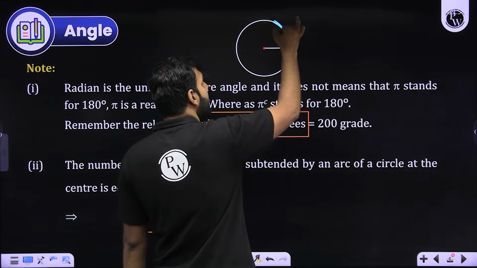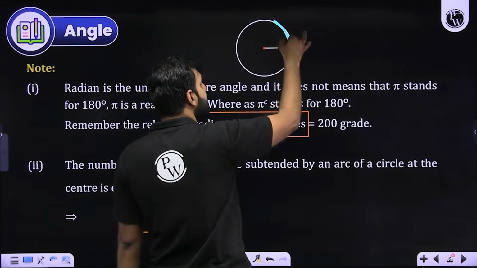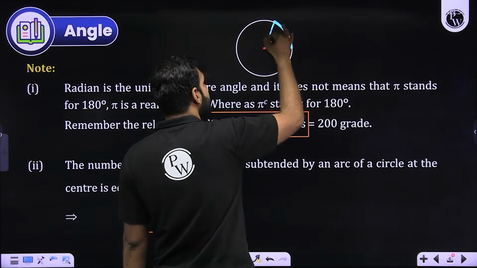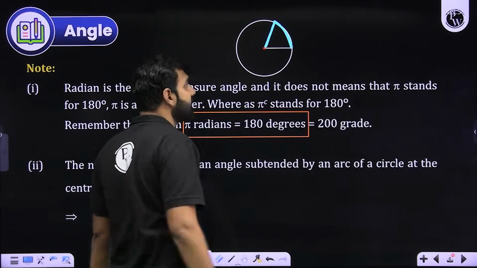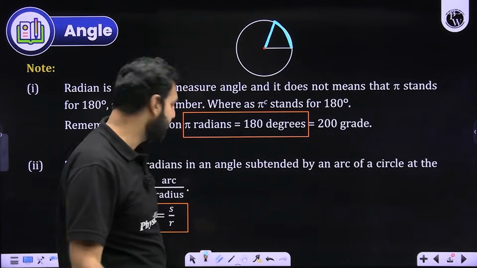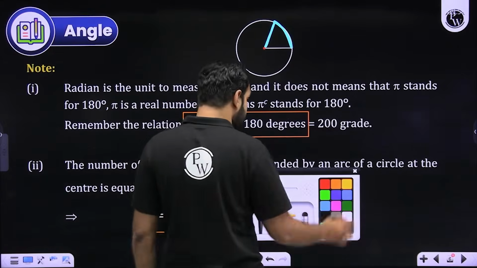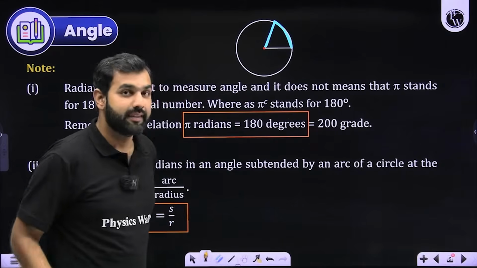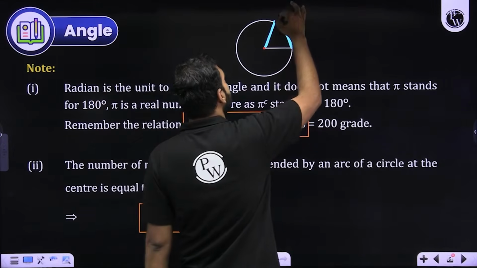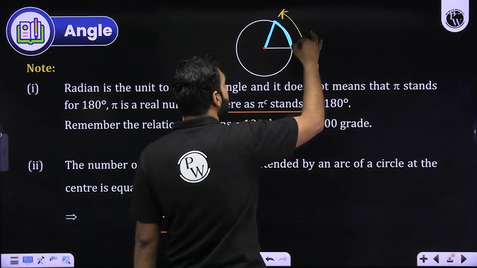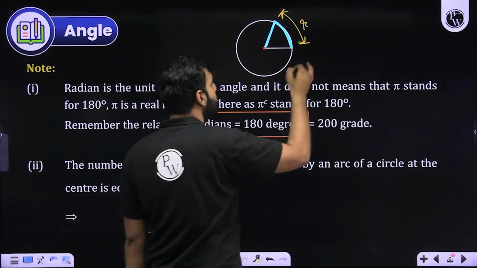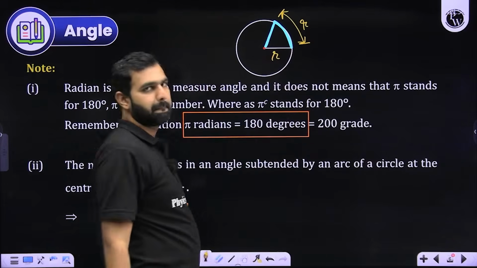Let's say this is an arc, and coincidentally, this arc is having the length same as its radius. Are you getting my statement very clearly? If you were to define the radian, 1 radian, that's what I'm trying to give you here. Let's say this is an arc, and the length of this arc is equal to the radius of the circle.